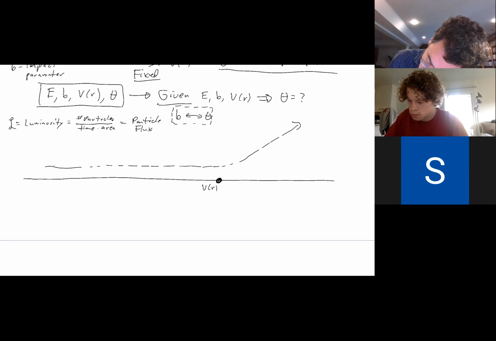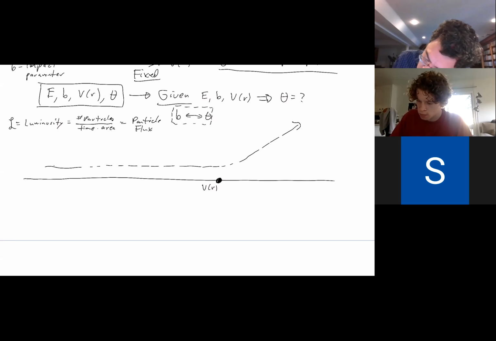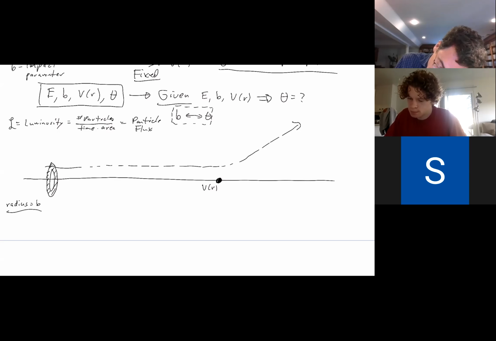And so instead of just having one particle, I'm shooting zillions of them, flooding a whole stream of particles at this potential. And so I can think of them as all going through this donut, this annulus. And this is this famous construction where I have this little bit of area, this annulus, and the annulus has a radius equal to the impact parameter.